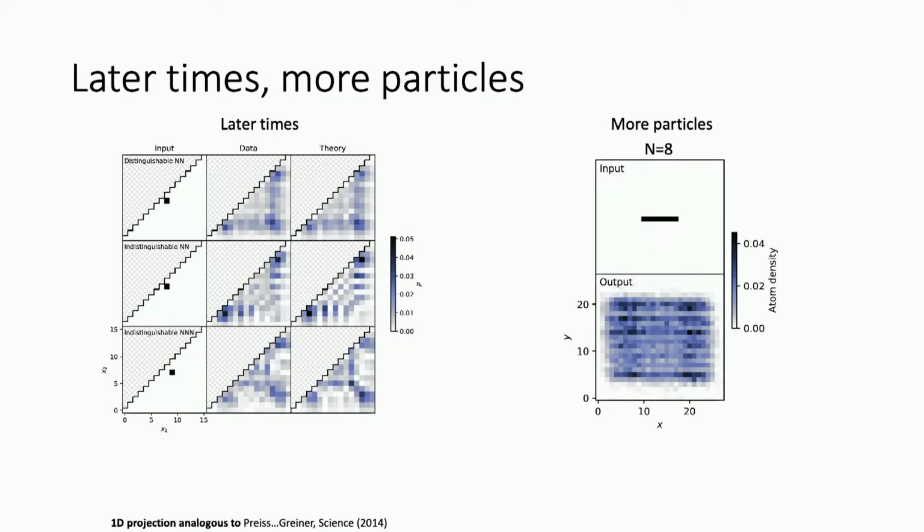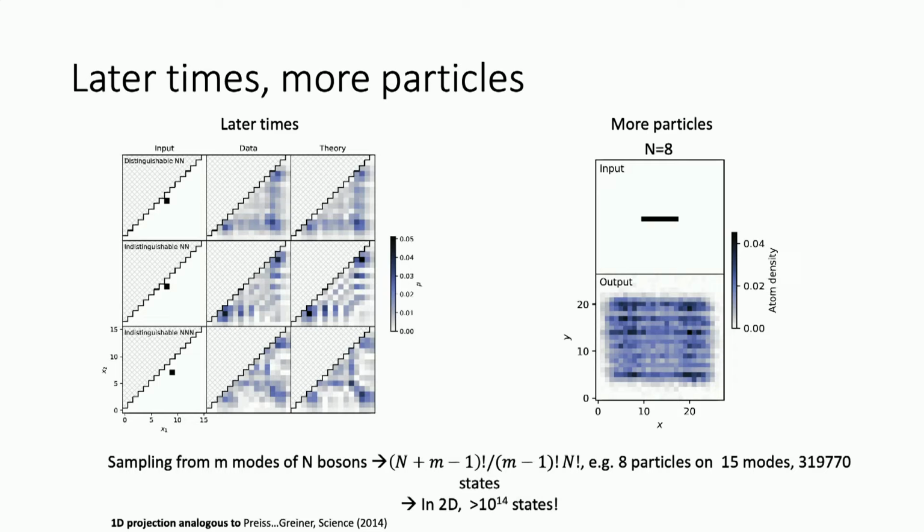Furthermore, we can go to more particles just by rearranging more atoms, and the output distribution looks like this. And the key point here is that sampling from m modes of n bosons means you're sampling from a distribution that is extremely large. In particular, for 8 particles on 15 modes, we're talking about more than 300,000 possible configurations that we would need to sample if we wanted to know the probability of any particular configuration coming out. So that's hard. And this has echoes of what Manuel was talking about in his talk as well, in the context of spin models.